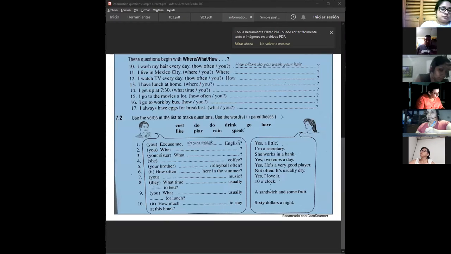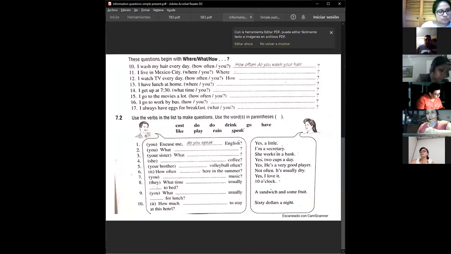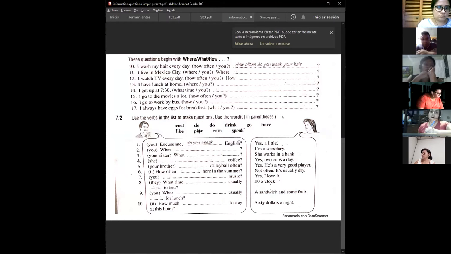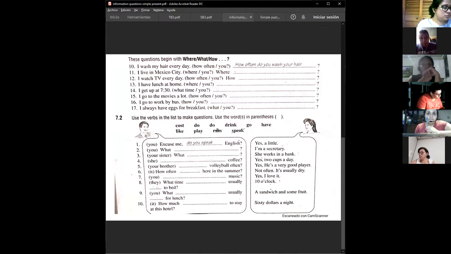No. Okay, now I will share the screen. Let me know if you can see it. Yes? Okay, very good. We're going to do exercise number 7.2. We need to use these verbs: cost, like, do, play. We have another do, which means we can use it twice. O sea que lo podemos usar dos veces, va a ir en una oración o posiblemente en diferentes preguntas.